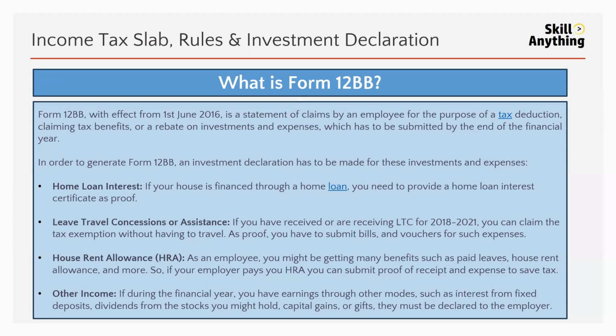For generating the 12B investment declaration, you mention the investments and expenses you have made. Home loan interest: you have to mention that in 12B. If you have taken a home loan, then you have to fill in the home loan interest amount, with the home loan interest certificate as proof.